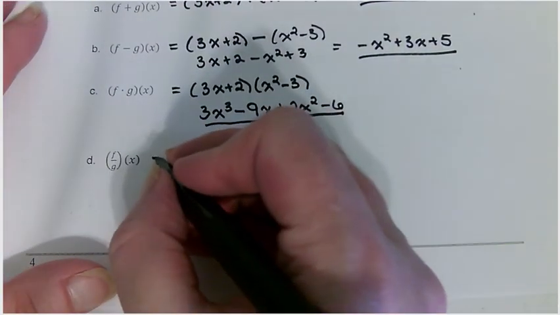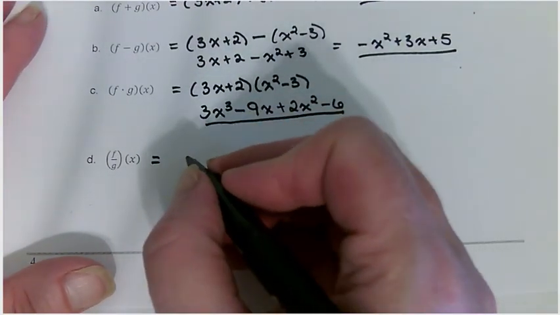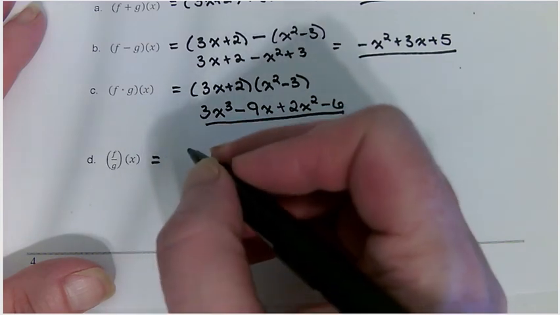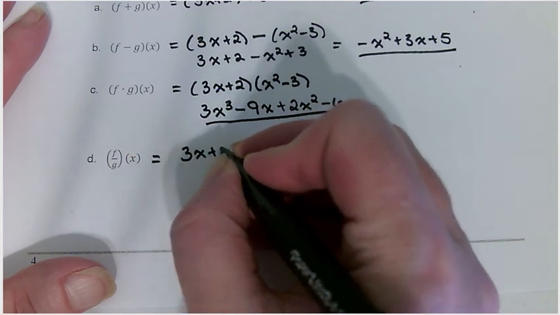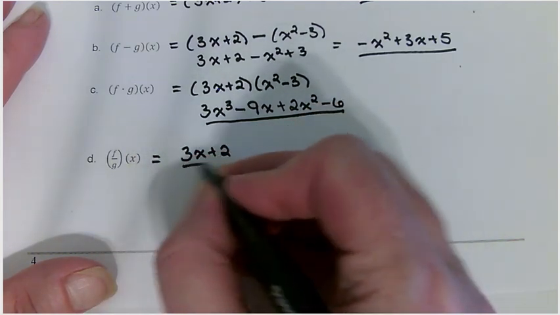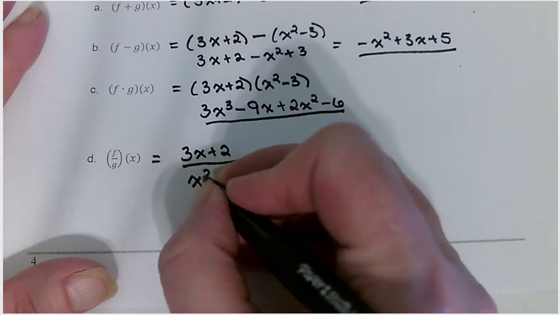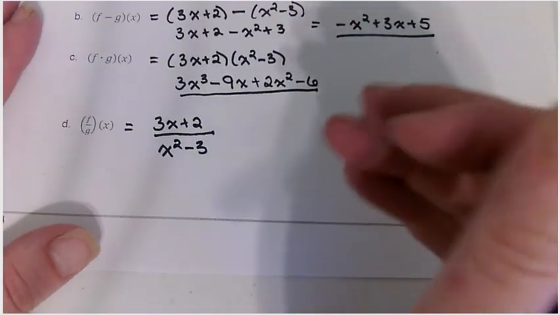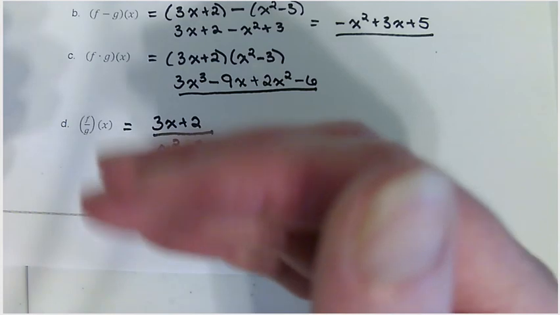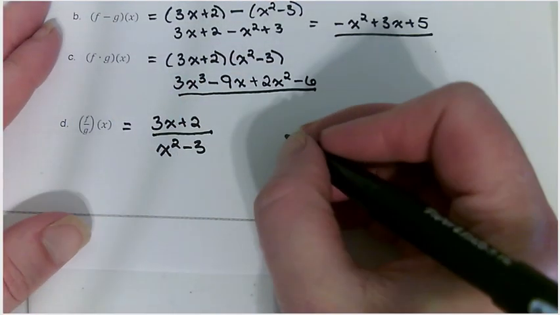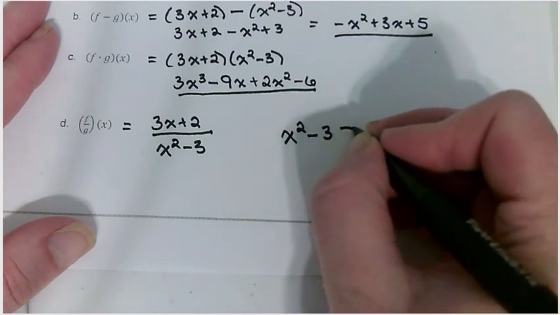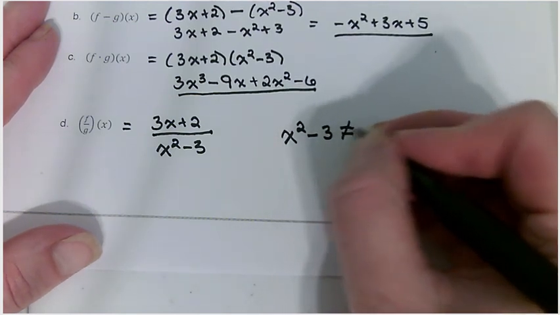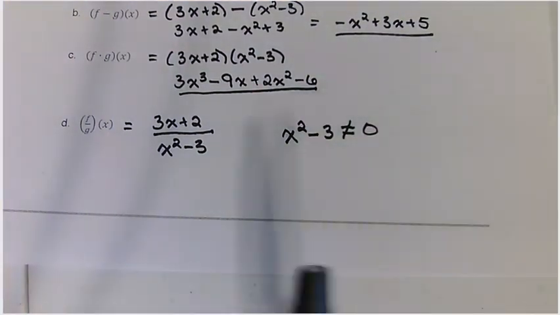Now, as far as dividing, we're not going to actually do the polynomial division here. We will just be setting it up as 3x plus 2 over x squared minus 3. But there's one thing I have to tell whoever's looking at my answers. I have to tell them that this is okay as long as x squared minus 3 never, ever equals 0. Then I'm all right.